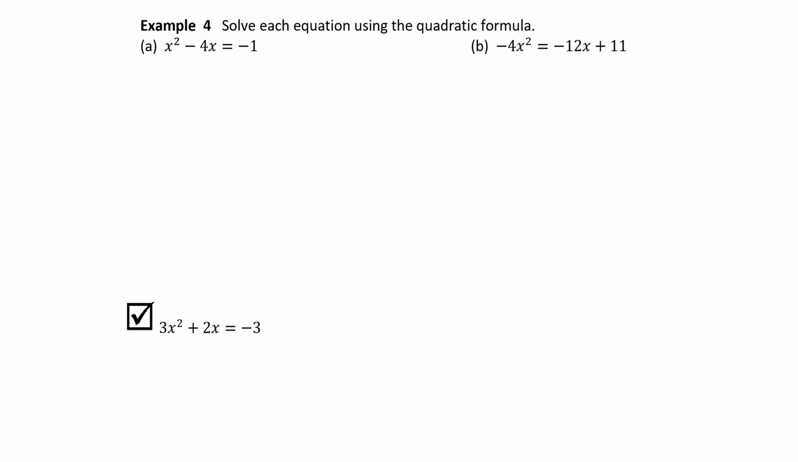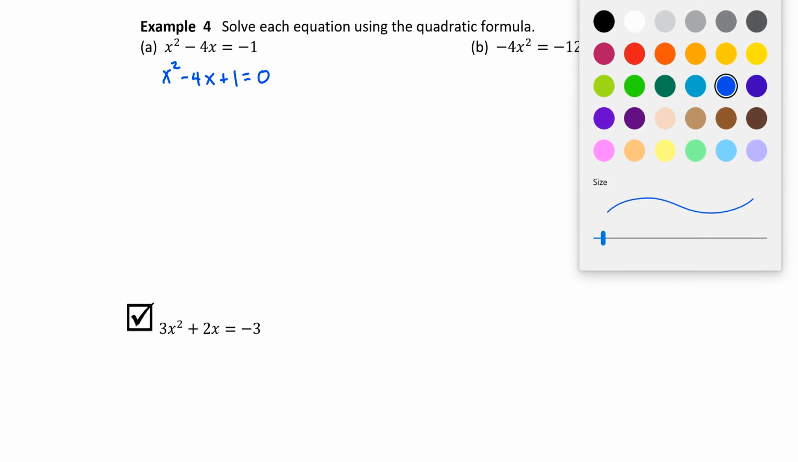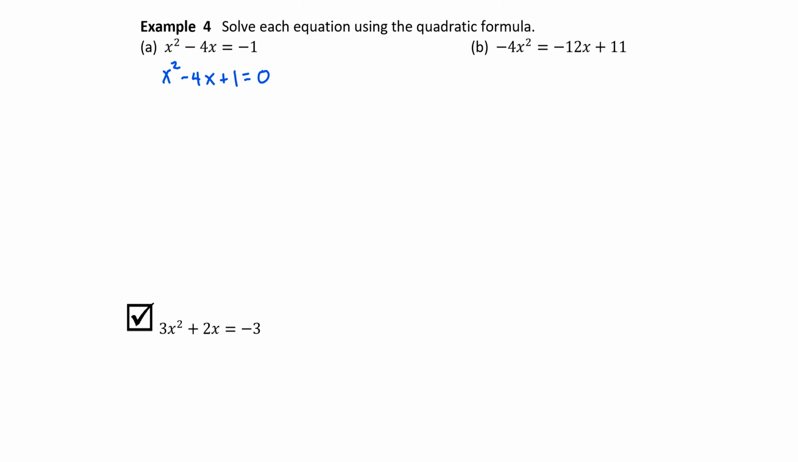So example four, solve each equation using the quadratic formula. The first thing we have to do is make sure that it's equal to zero. In this case, it is not. So I'm going to add one to both sides so that it is equal to zero. Then we will identify a, b, and c. A is the coefficient of the x squared term. So in this case, a is 1. B is the coefficient of my linear term or my x term. In this case, negative 4. Make sure you get that sign. And c is the constant term.